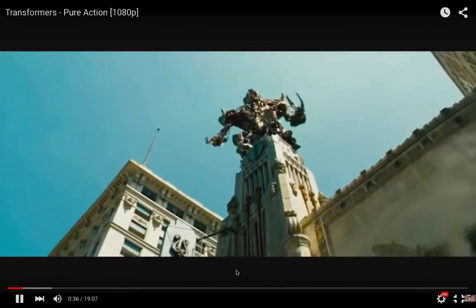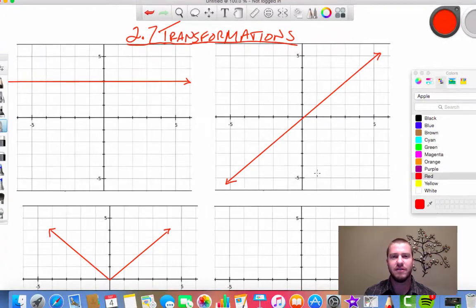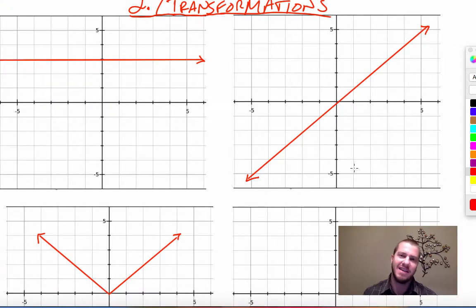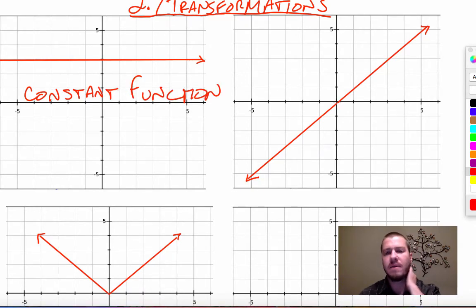All right, 2.7 is transformations, which is why you had that little tidbit there. But what this is, is the transformations of certain graphs. So I'm going to talk about some of the graphs real quick and what we're going to name them. This horizontal line we already referred to, that's the constant function. And this line is the basic linear function where it's passing through 0, 0.